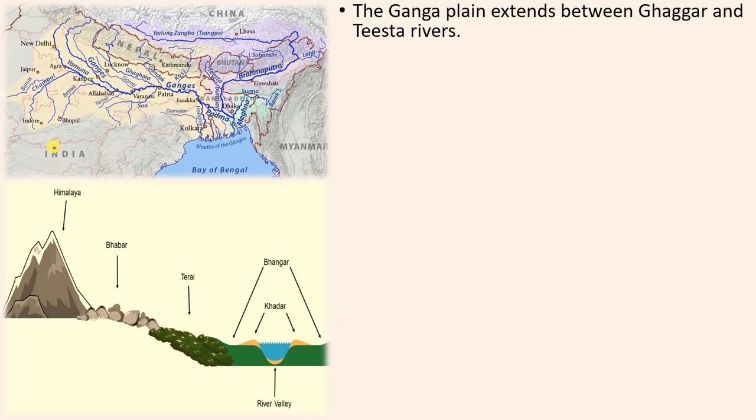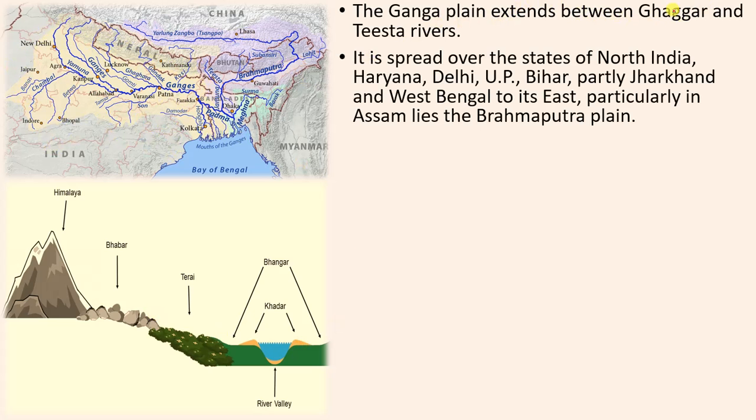The Ganga Plains. The Ganga Plain, you can see in this map, the yellowish part, between the Ghaghar and Tista River. Tista River is here and Ghaghar River is on this side. Not clearly mentioned here, but generally it is referred as such. It is spread over the states of North India, Haryana, Delhi, UP, Bihar, partly Jharkhand, and West Bengal.